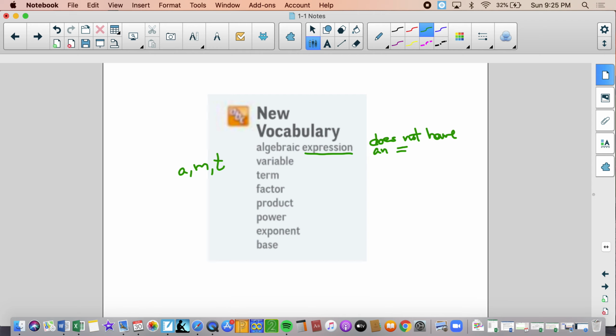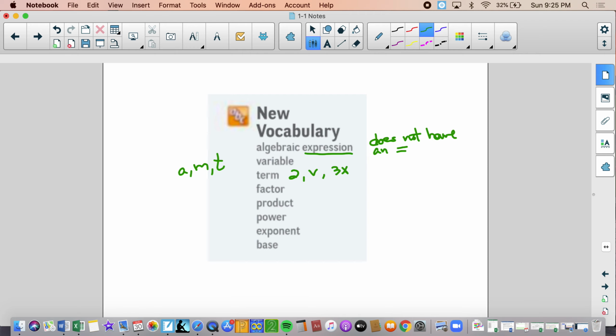Terms are single. You can have a single term, which is called a monomial. You can have two terms, which is called a binomial. Three terms, trinomial. And then anything that has four or more is called a polynomial. And a term can be a number itself, or it can be a variable, or it can be a number and a variable. So you can have 3x.